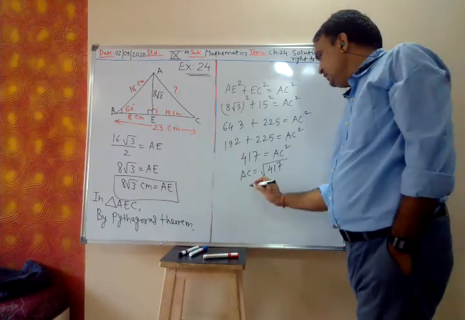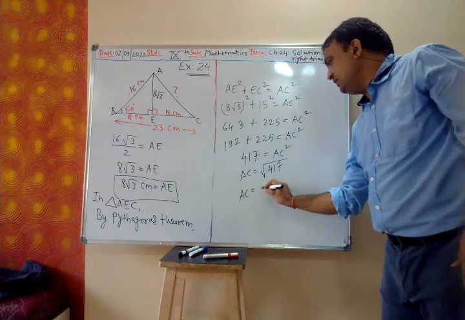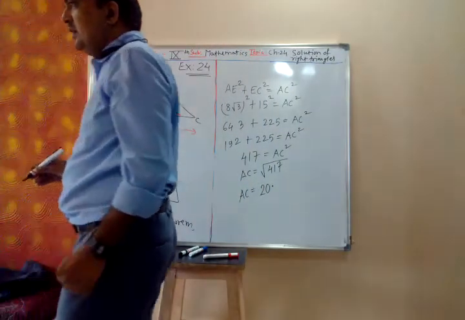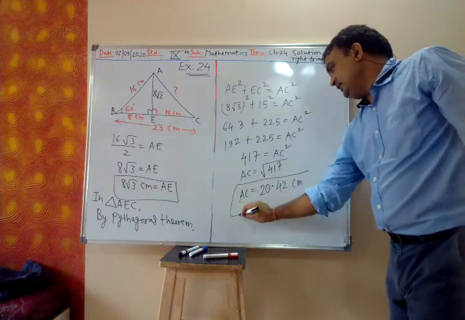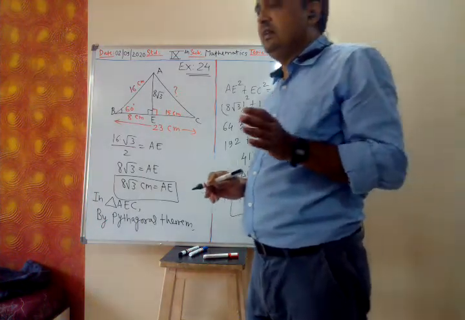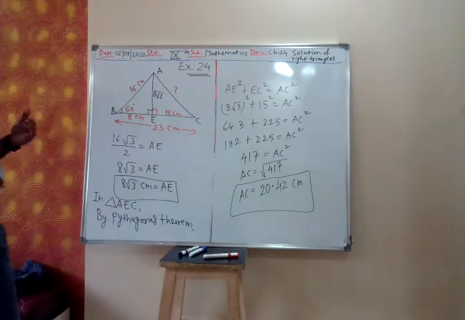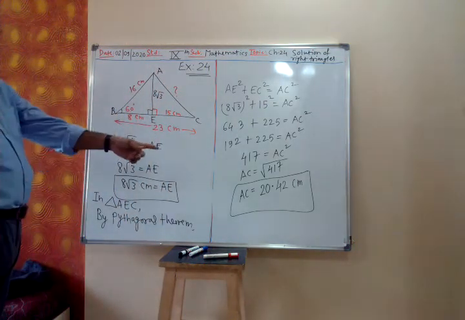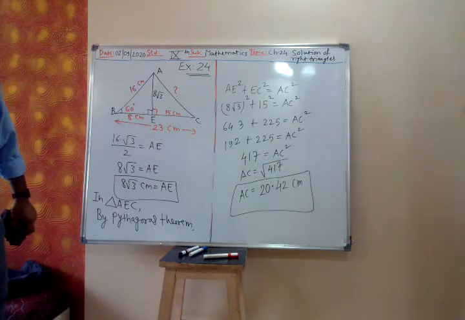So now, in 8th standard you have learned the division method, you can find the square root. So 20.42. Definitely your half marks will be cut, because in 8th standard you have learned how to find square root. So by division method you have to find the square root of 417. That is 20.42.